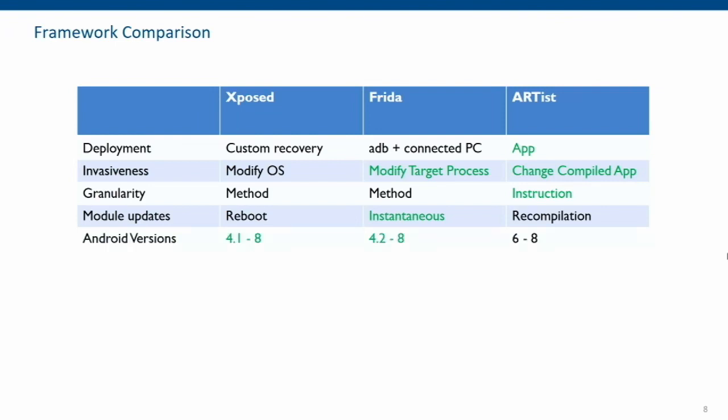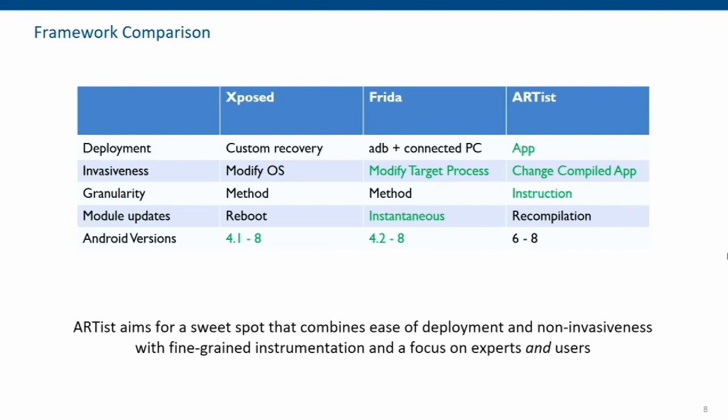But there's one big thing, since we're relying on the Android Runtime, which was introduced in Android 5, and we're relying on a particular component called the optimizing backend, which was only stable from Android 6, we cannot support anything before that. Alright, so I hope that at this point I could convince you that ARTist is aiming for a sweet spot here, because we have quite easy deployment, we have a fine granularity for the instrumentation, and also we are non-invasive, which means it's also harder to detect ARTist on a device.